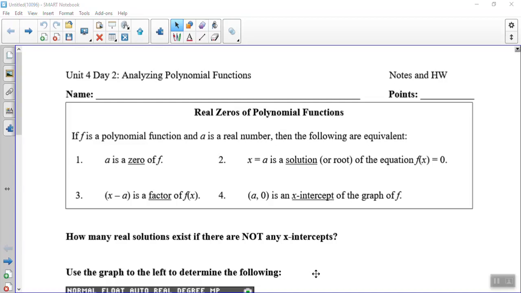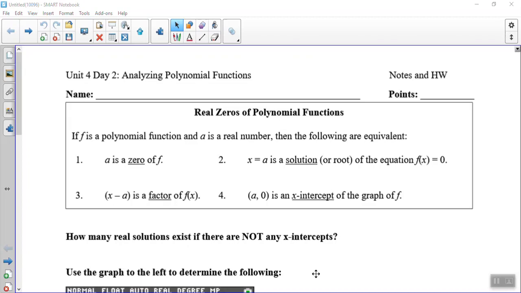Okay, this is the video for Unit 4, Lesson 2. We're looking at polynomial functions. We're going to be analyzing the functions, looking at graphs and looking at the equation or the function and seeing what we can figure out about it. Then next class we're going to apply that to actually graphing a function.